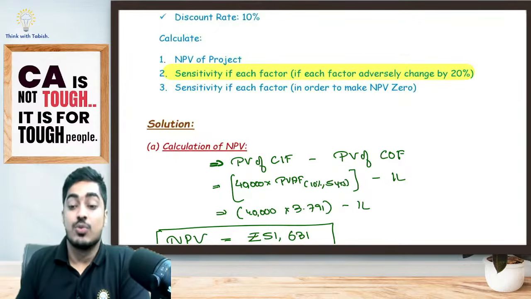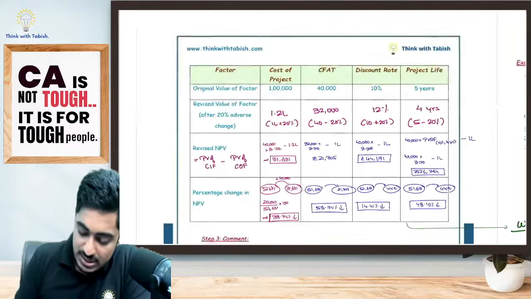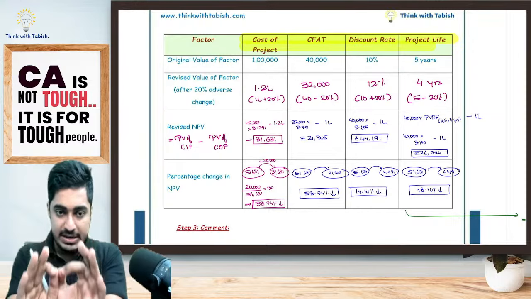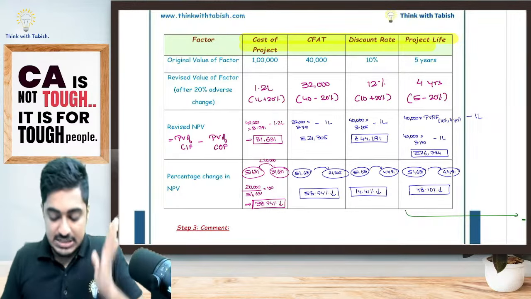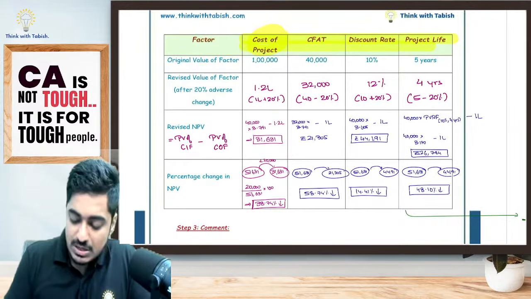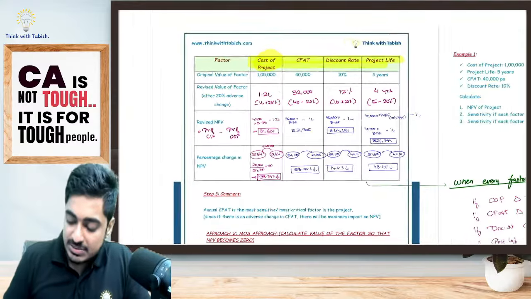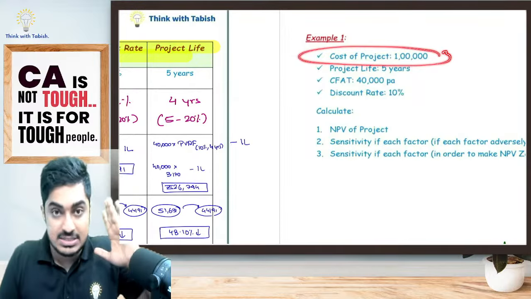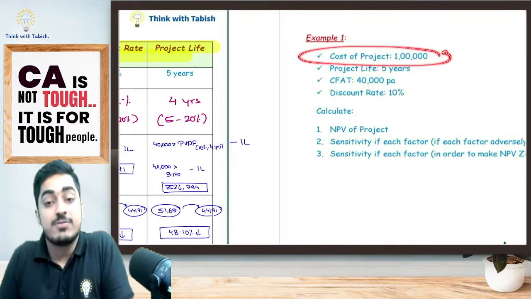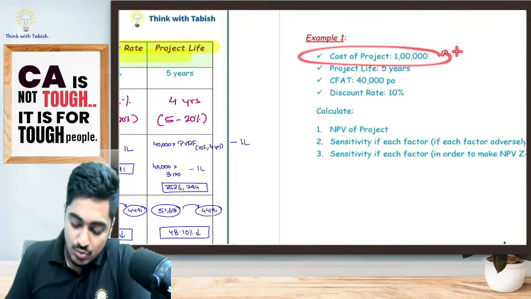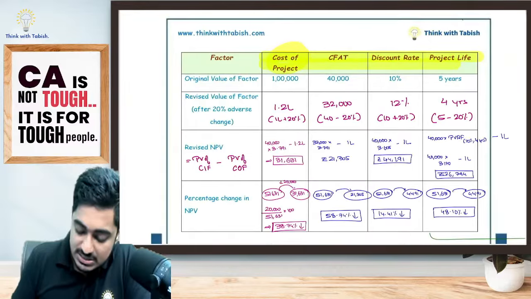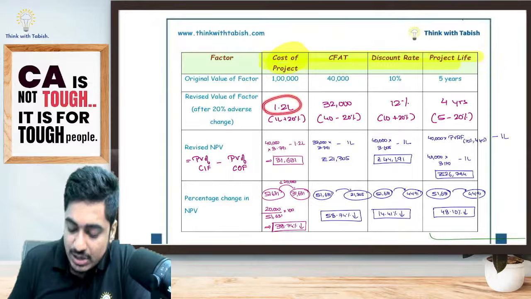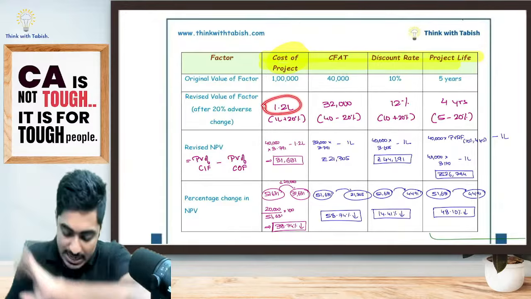So one by one we will have to analyze. Look at this everyone. Every factor we will analyze individually. Pay attention, most important. First, I am considering cost of the project. Originally what was my estimate regarding cost of project? 1 lakh. But this is an estimate. There is a risk involved. What is the risk? What if my cost of project increases? The question is telling, change it by how much percent? 20%. So if it increases from 1 lakh to 1,20,000, what will happen to my NPV?